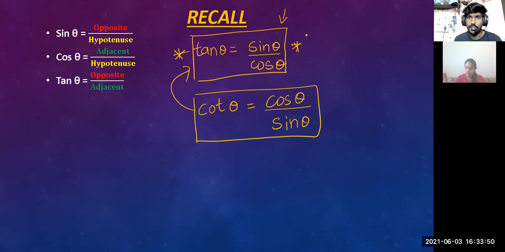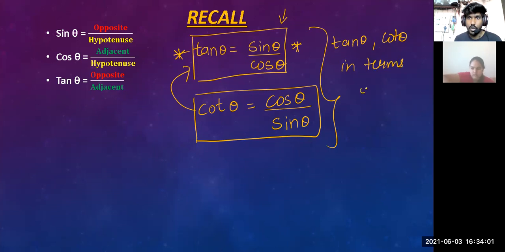Okay, I'll write it down here. Tan theta and cot theta in terms of sine theta and cos theta. Did you understand these formulas? Yes. Okay, same way we can derive it. So whenever I say tan theta in terms of sine and cos, you should remember tan theta is sine theta upon cos theta and cot theta is cos upon sine. They are opposites of each other. Clear? Will you remember this?